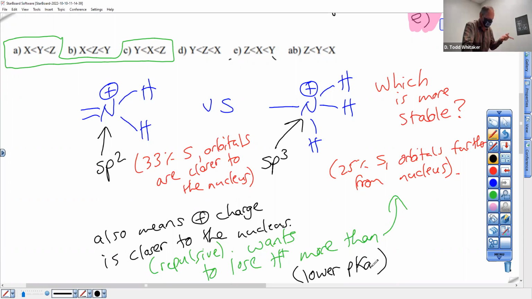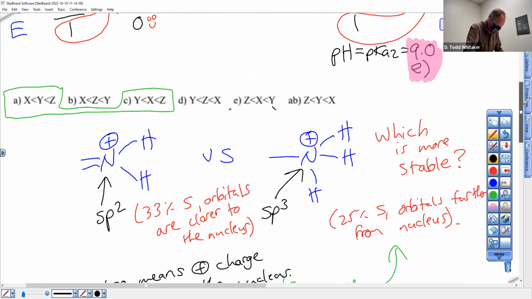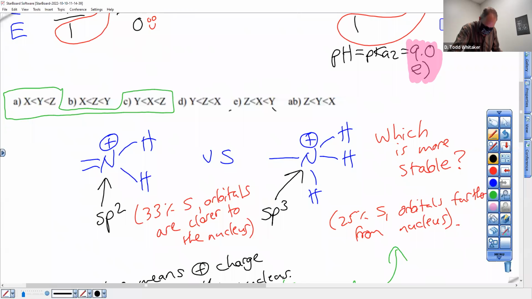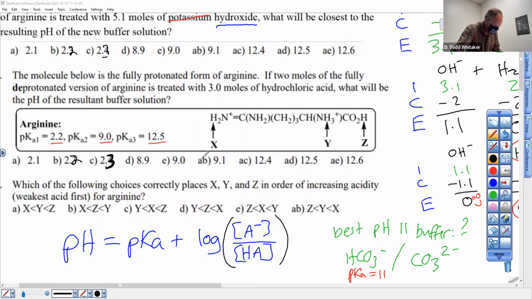So I want the one more acidic for the, I don't even have my choices anymore. Finding that picture's been a nightmare too. So let's just put the numbers down. 2.2, 9.0, 12.5. I've assigned them correctly. You're going to be confused because this was done on an earlier document, but put them in order of increasing acidity.